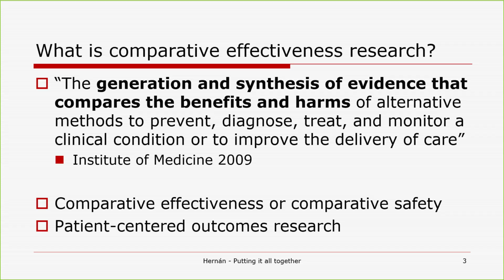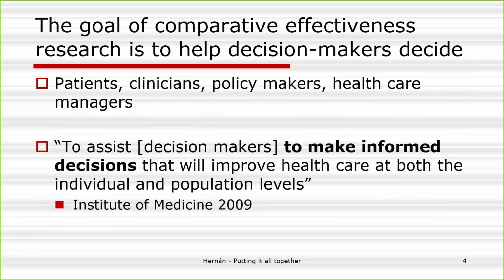We are doing comparative effectiveness research here, which was defined by the Institute of Medicine in 2009. We talk about comparative effectiveness, and of course also comparative safety research, and we focus on patient-centered outcomes. The goal of comparative effectiveness research is to help decision makers decide. By decision makers, I mean patients and doctors, healthcare managers, etc. We want to assist decision makers to make informed decisions that will improve the health of the individual and of the population.